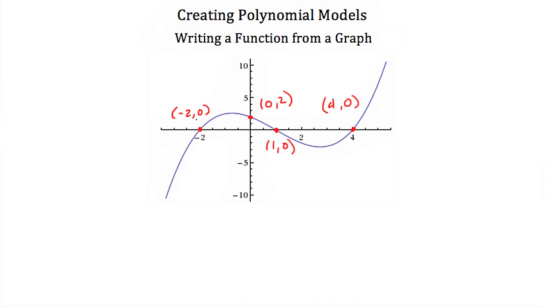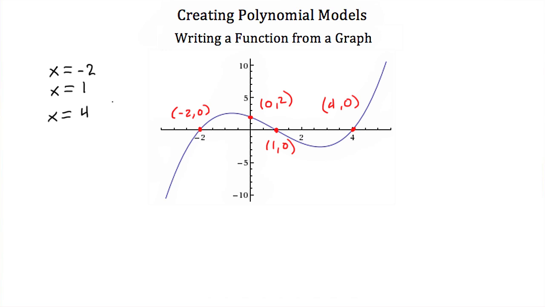So how do we use these points to write our model? Well, when we find our x-intercepts, that's just like finding our solutions or our zeros to our polynomial function. Here we have a zero of x is equal to negative 2. We have another zero as x is equal to 1. And then we have another zero, x is equal to 4.